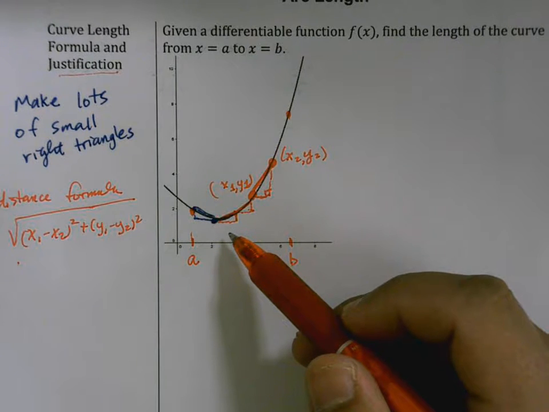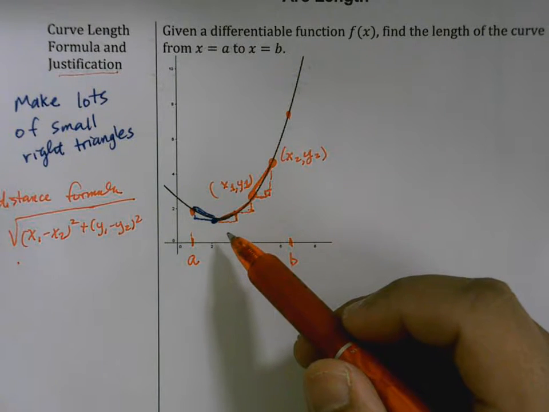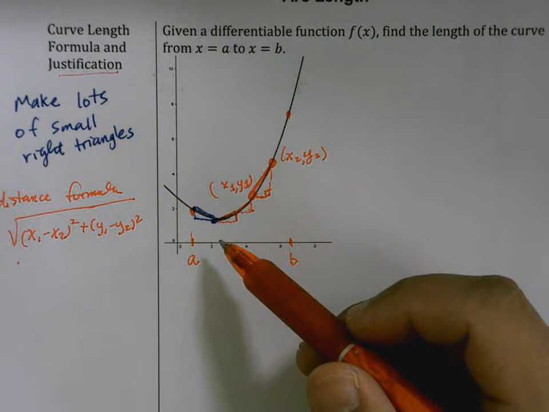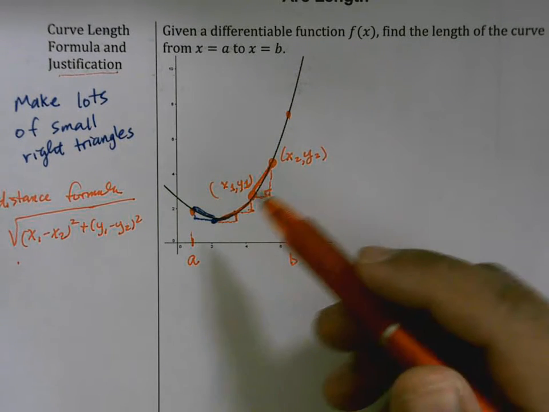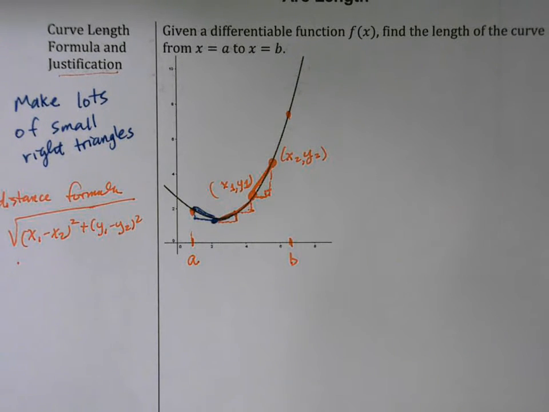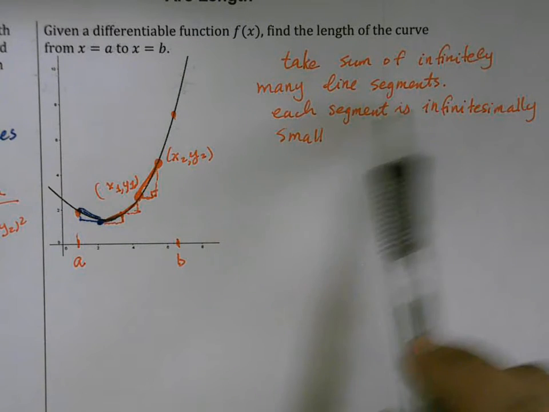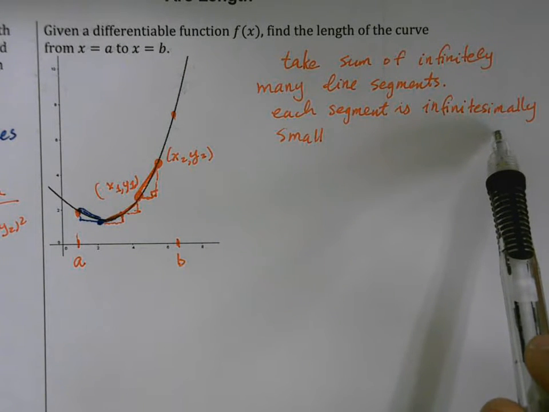And, in calculus, as we always say, if you want more accuracy, do more work. Make smaller right triangles and make more of them. Okay? So we've seen a lot of these examples before with solids of revolutions, area between curves, that ultimately what we end up doing is we take the sum of an infinite number of line segments, and we take the limit as those line segments go down to 0.